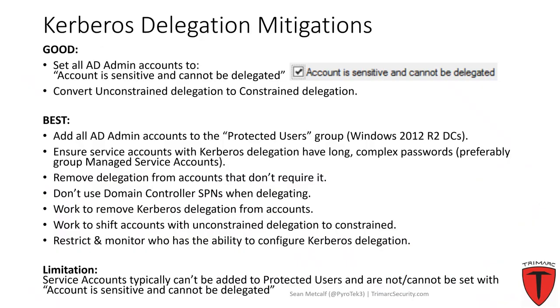So mitigation: set all AD admin accounts to "account is sensitive and cannot be delegated." This will protect those accounts from Kerberos delegation attacks for the most part. Convert these unconstrained delegation accounts to constrained, and then, best over time, move all your AD admin accounts to the Protected Users group once it's there. Windows 2012 R2 on the DC side will create that and have that available once you have that on as a PDC. And you want to make sure that you get rid of any accounts that don't need delegation.